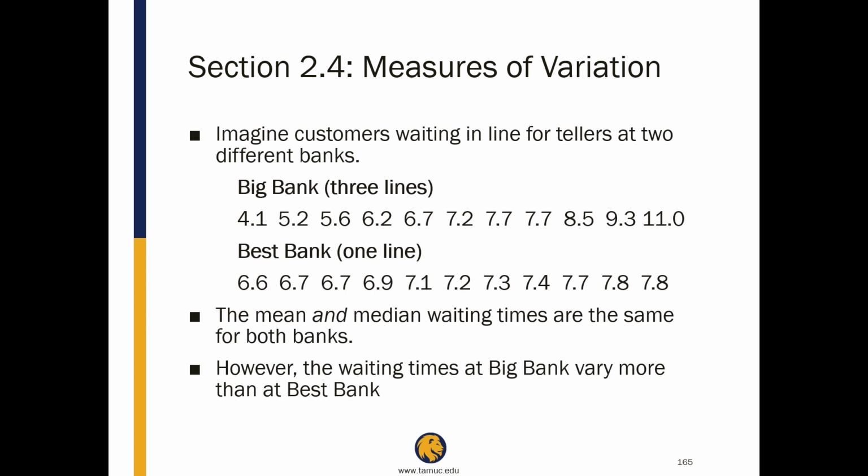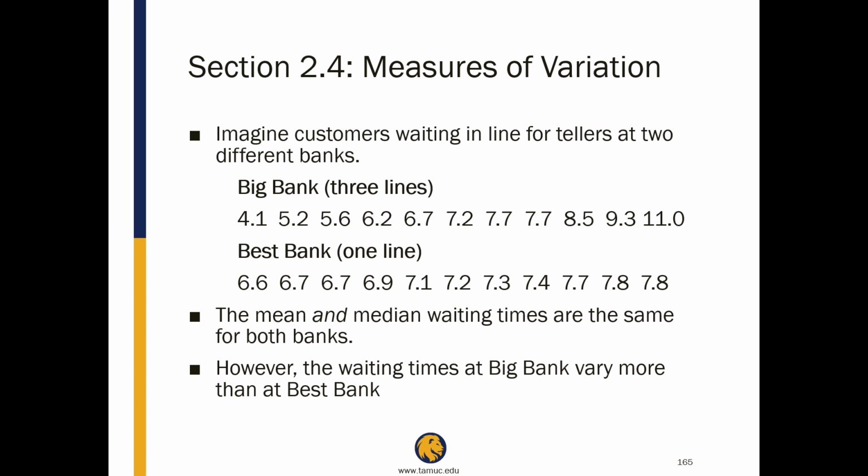Let's look at some particular numbers to get a sense of what this means. These are some imaginary numbers for, let's say, two banks and the waiting lines for these two banks. One of the banks has 3 lines and the other one has 1 line. You can see the numbers in minutes for a particular sample of waiting times for different customers. Now, if we were to look at the mean and the median of both of these, we'd find out that it's actually the same. Even though the numbers do look different, calculating the mean and the median, we get the same value either way. But we can tell that there's more variation.